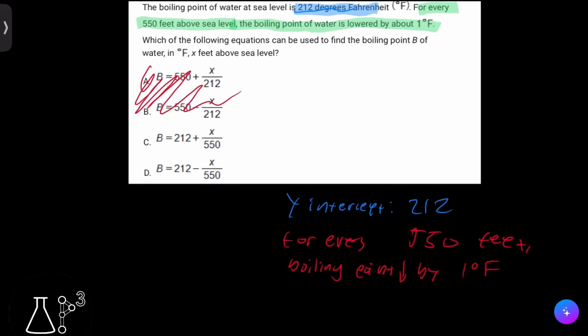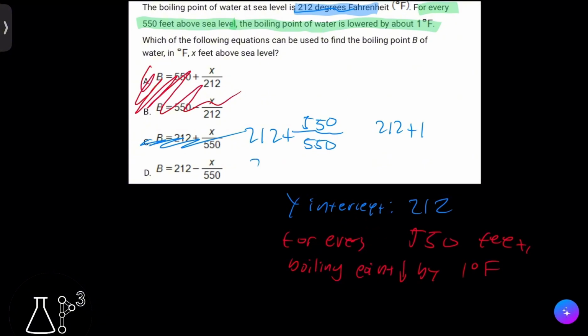Let me interpret C. So let me plug in 550. If I do 212 plus x, or 550, divided by 550, I'm going to get 212 plus 1. Well, plus 1, we're not looking for plus 1. We're looking for the boiling point that's being lowered by 1 degree Fahrenheit. Therefore, C is incorrect. So let me do D to confirm that that is our answer.